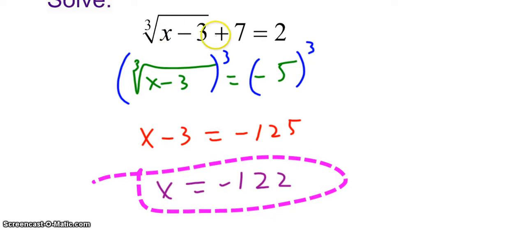Well, this is just like those square root problems that we've done, so it's a cube root though. Instead of isolating the square root, you isolate the cube root. Doesn't matter the root, isolate it. So I isolate the cube root, subtract 7, I get the cube root of x minus 3 equals negative 5. Cube both sides, so x minus 3 equals negative 125. Add 3, x equals negative 122. Because I cubed both sides, I do not need to check for extraneous solutions.